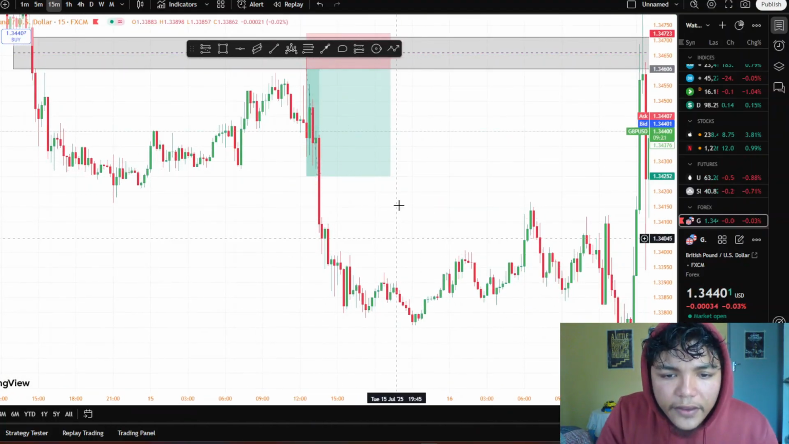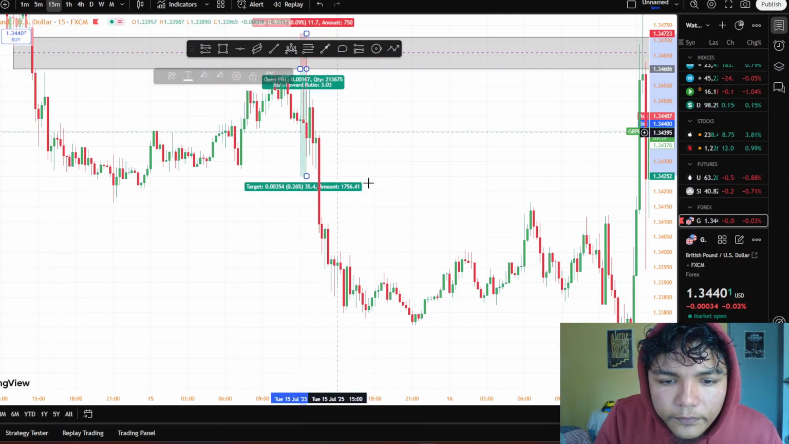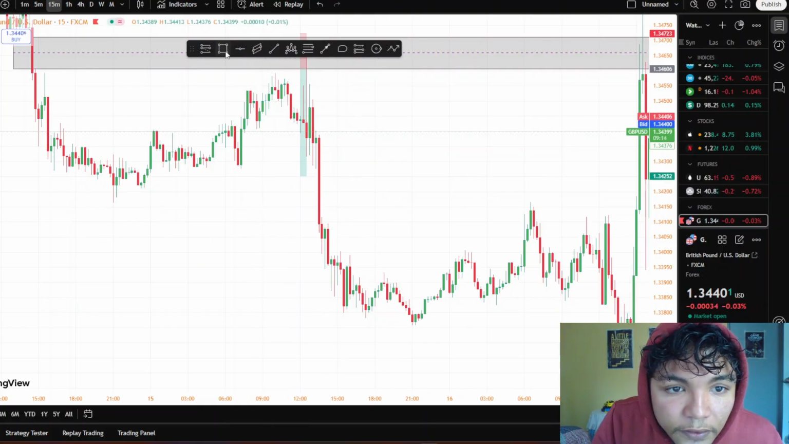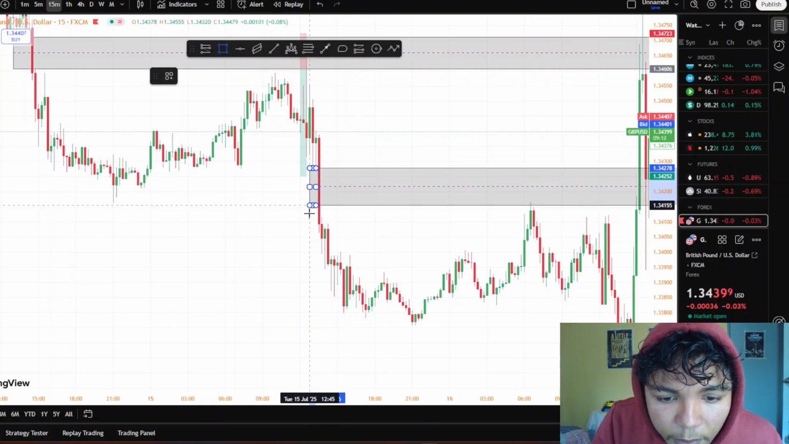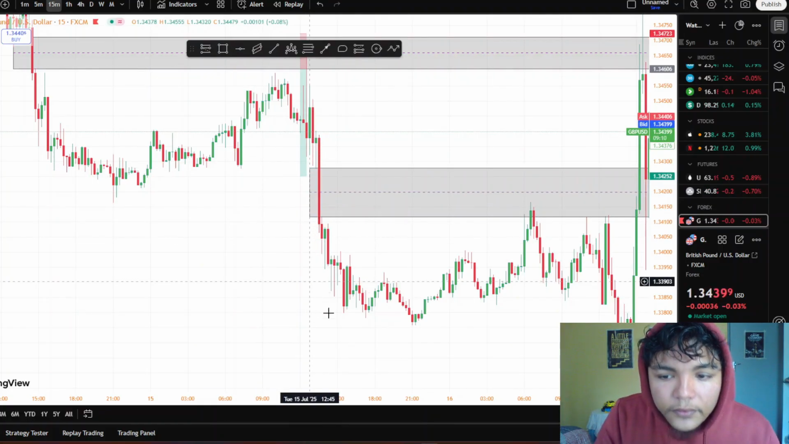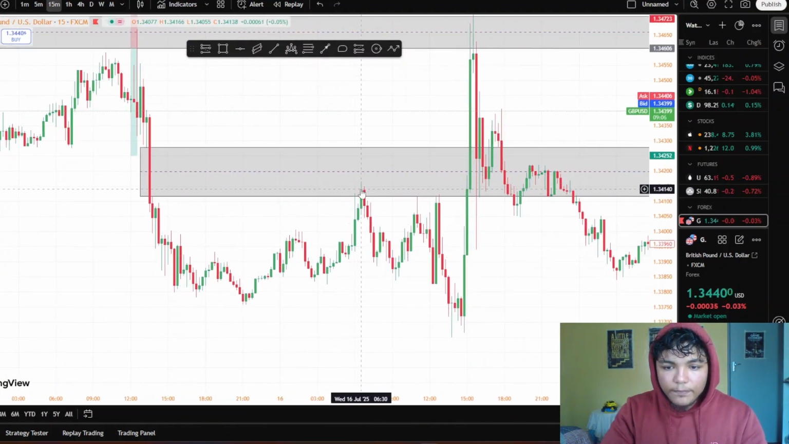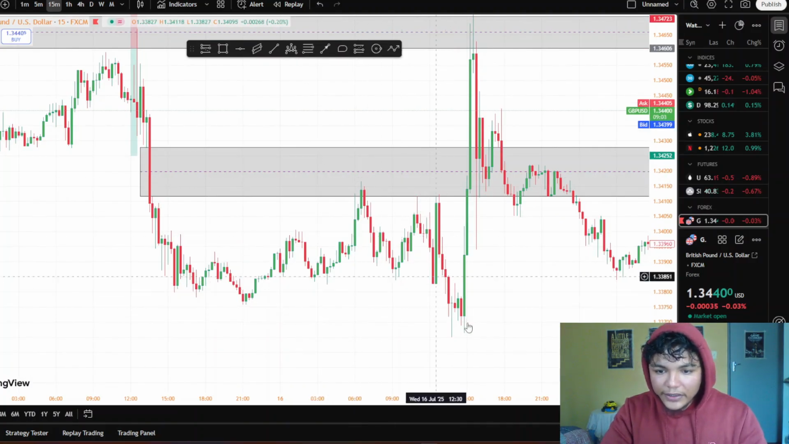And here we have another fair value gap. If you can have a look right there and here. So there we have another fair value gap, a big one. And look what the market did. It came up to retest the fair value gap, and then it went down again.